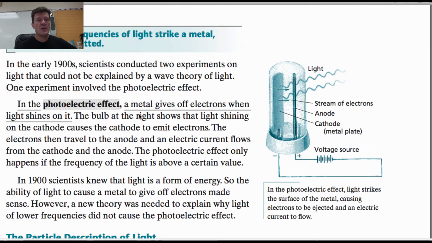Now let's get into the actual experiment that was done, and what scientists discovered from this experiment. It is called the photoelectric effect. You have to understand what this is. The photoelectric effect, write this down, is basically the phenomenon that metal gives off electrons when light shines on it. Light is carrying energy, remember? Light is carrying energy, and when that energy hits metal, the electrons get excited and something's going to happen.